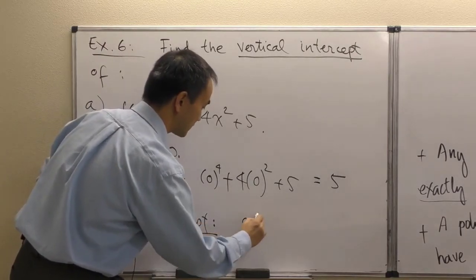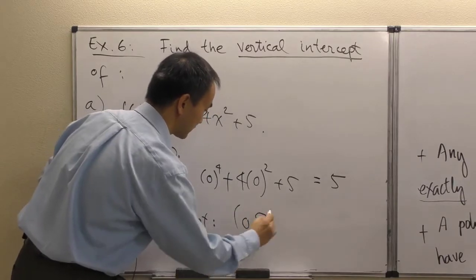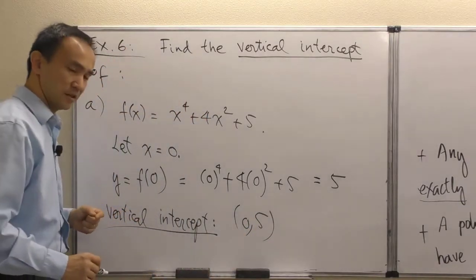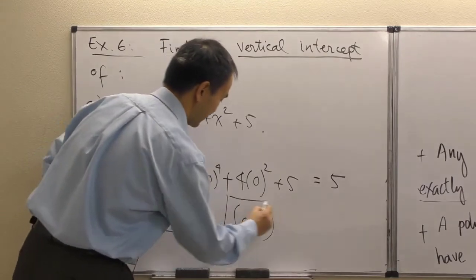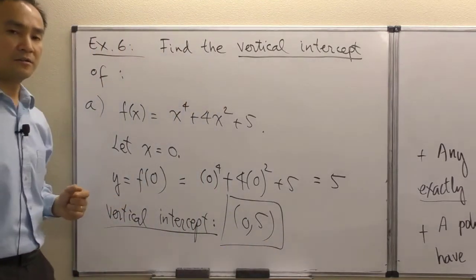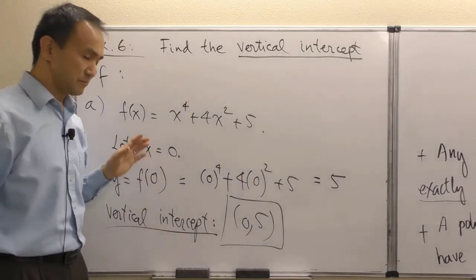0 for x, 5. And that's a pair of values. That's our answer. All right, so that's how we're doing it.